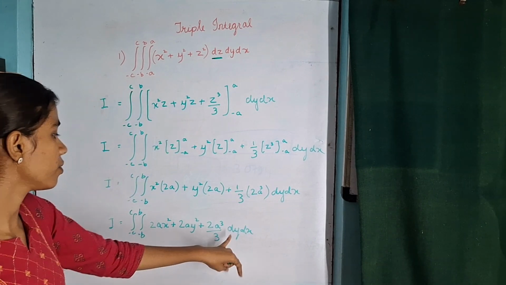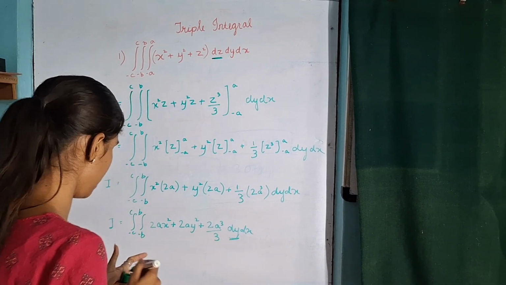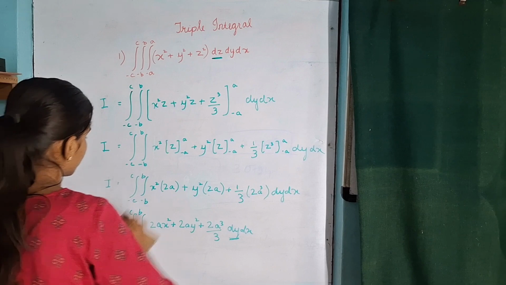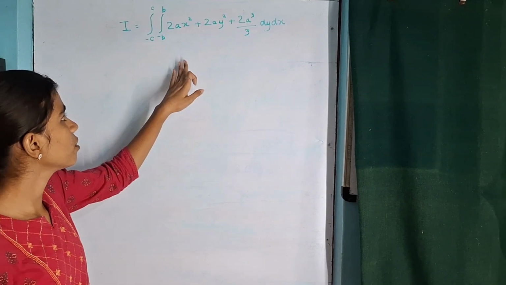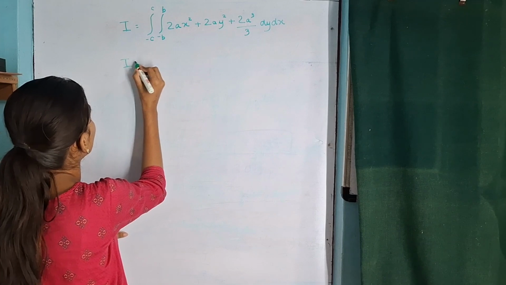Now what we are going to do, we are going to integrate the next term. Which is the next term? The next term is y. So let's integrate for y. So this is what you got after integration for the z. Now we are going to solve it for y.